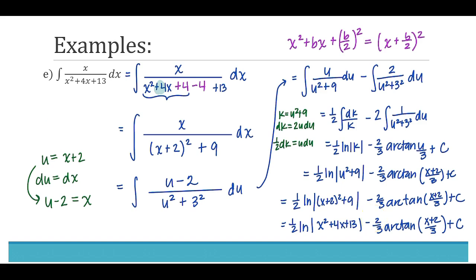This problem obviously took a lot of work, and there were a lot of steps. We had an algebraic component of completing the square, a u-substitution, then we had to split it up into those two separate pieces. So we had to do this part here, and then we had to do this part here and split it up into those two separate integrals as we did in the previous problem. One was solved with a substitution, the other with a transcendental integral.